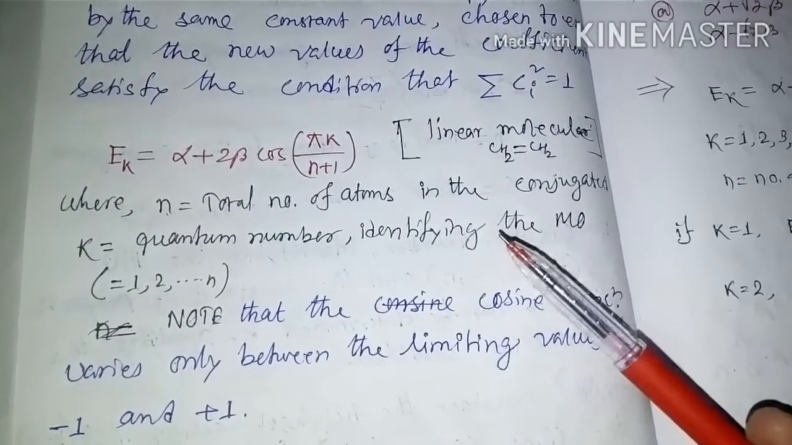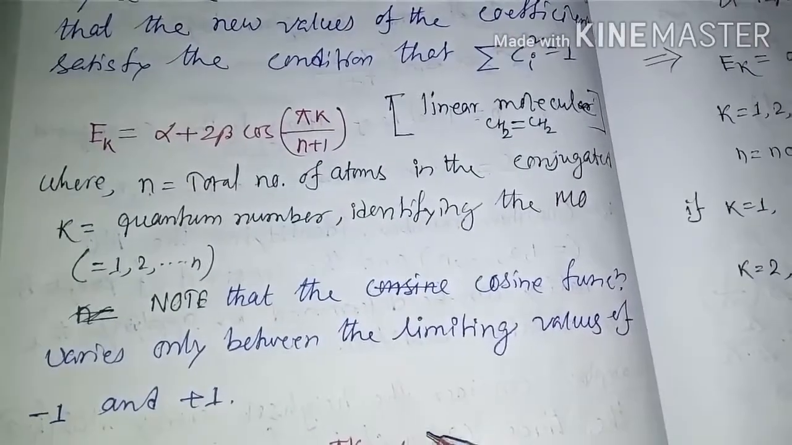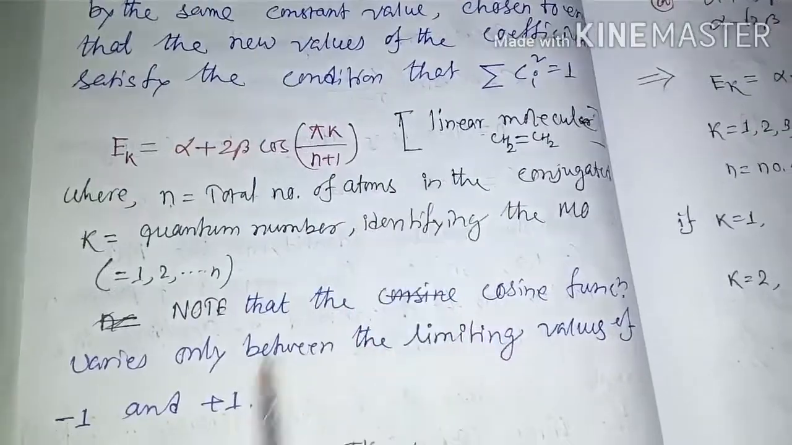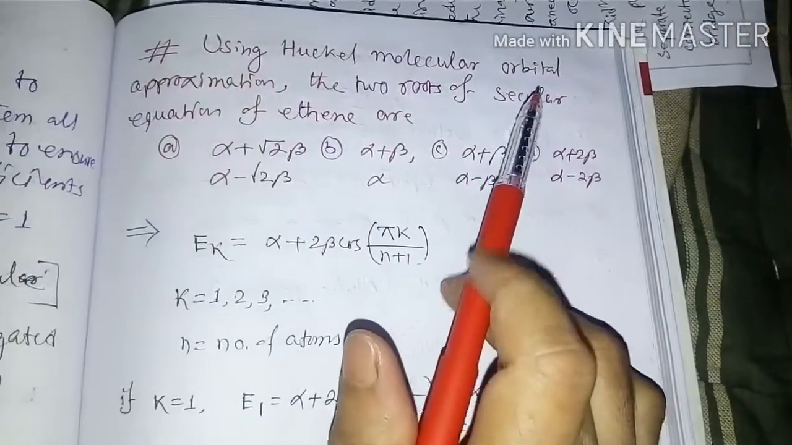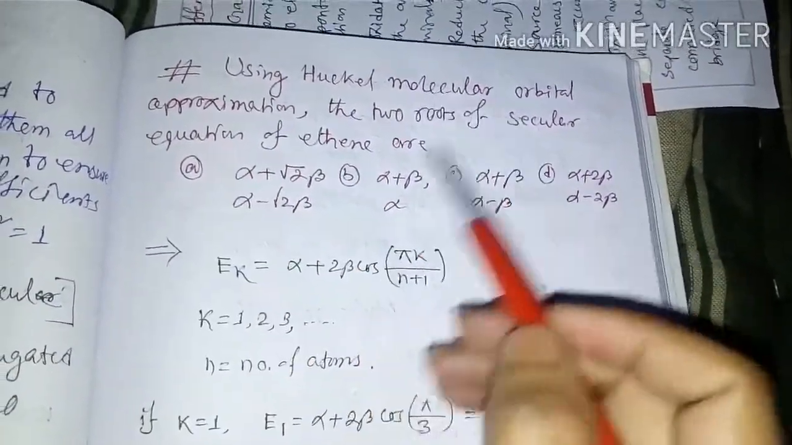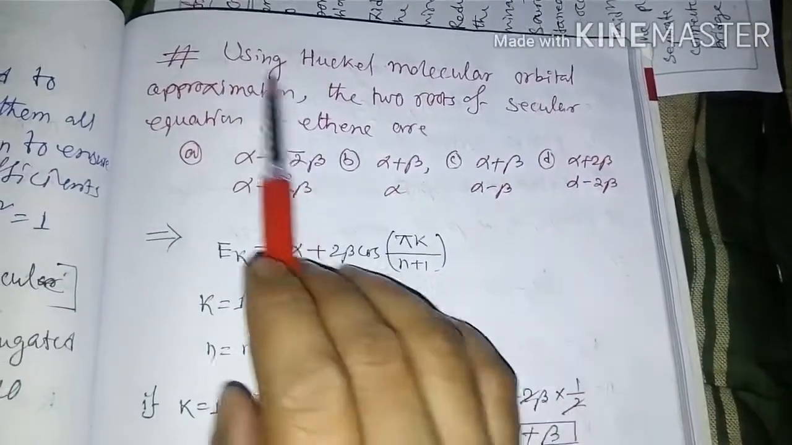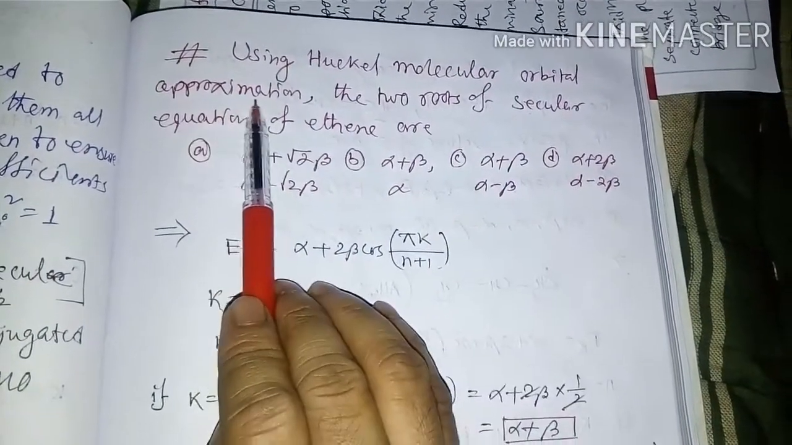Suppose this one is ethylene, or allylic cation, or anion, or radical. This formula has to be applied. Now this is a very important one from the exam. I think this came in the year 2000, I forgot the exact year. Okay, no problem. So how to approach this question, you have to see using the Huckel molecular orbital approximation.